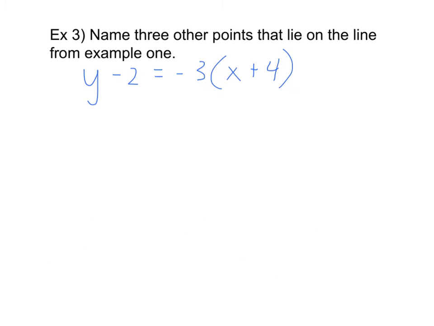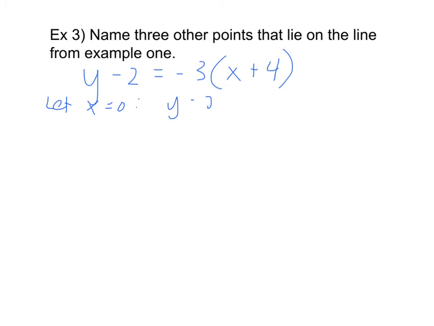So now in this question, we're still working off of that equation that we developed in example 1, and they ask us to name 3 other points that lie on the line, meaning what are 3 coordinates, 3 pairings of x and y that make true statements when you plug them in. So the way you can handle a problem like this is just make up a random x and then solve for y. So let's say we have x be 0.